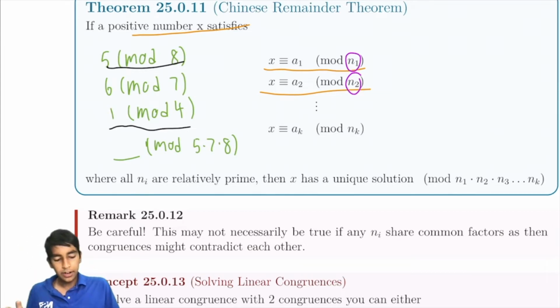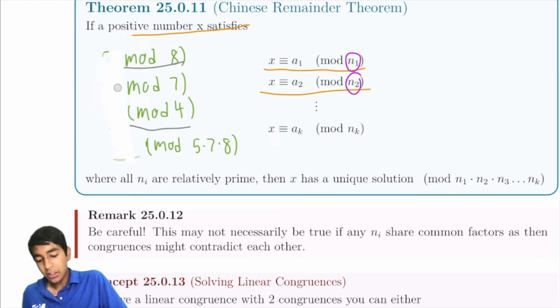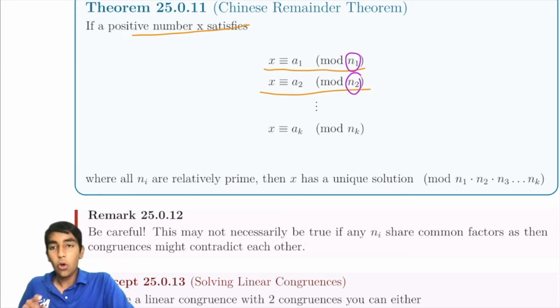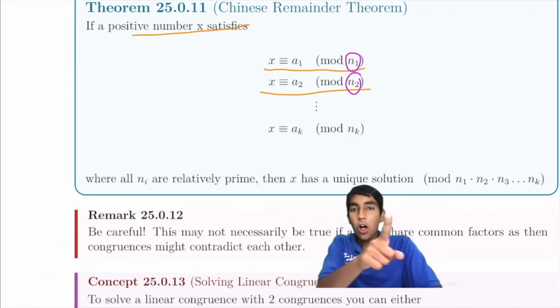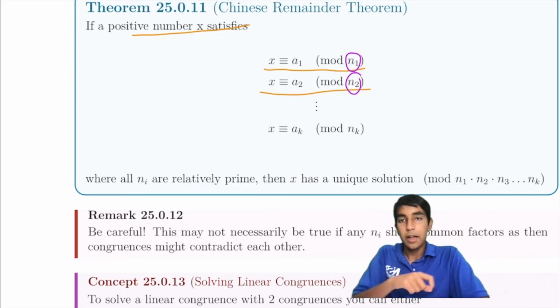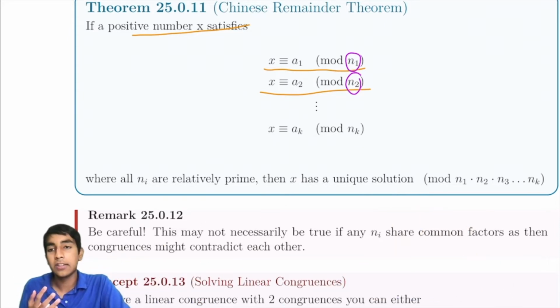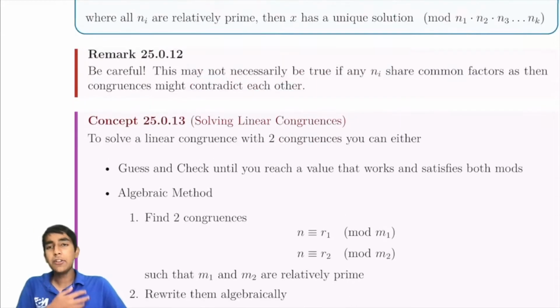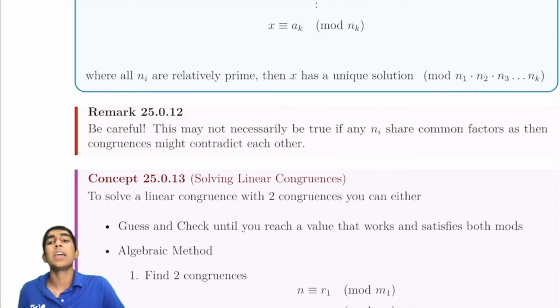But the key thing to note here is the Chinese remainder theorem only applies if all of the mod bases are relatively prime. So all of these bases have to be relatively prime, as you can see there, because if they share any factors, then there's a chance we might not have any solutions. So the Chinese remainder theorem is kind of limited in a way. It only tells us that there is a solution. It doesn't tell us how to find the solution.